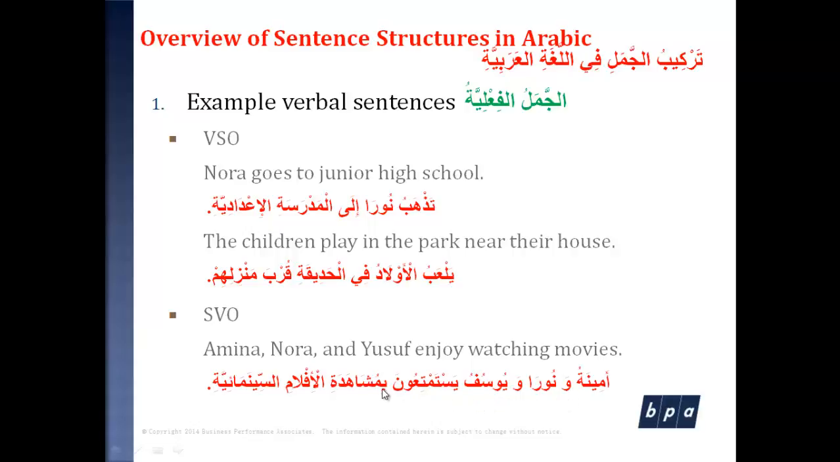بمشاهدة, in watching. الأفلام is a plural for movies. السينمائية, basically it's the word for movies. الأفلام السينمائية is a compound word. So here again you see the complete agreement in the subject and the verb in this form of the sentence structure.